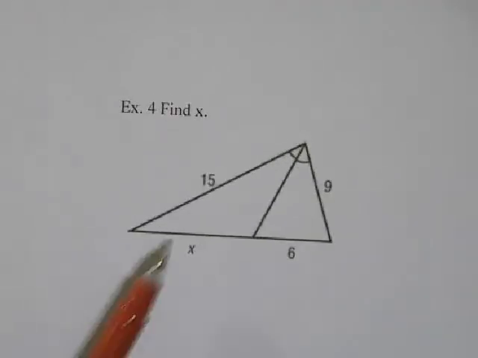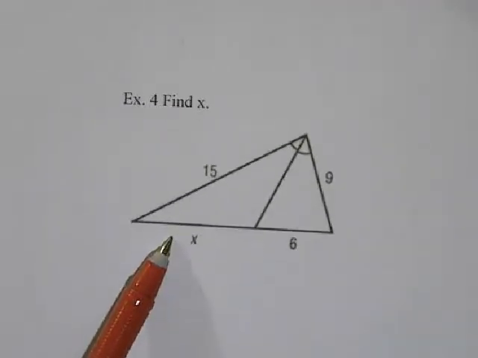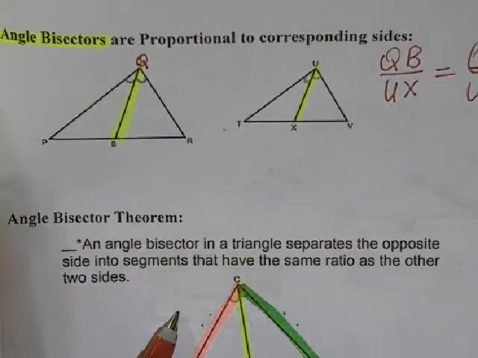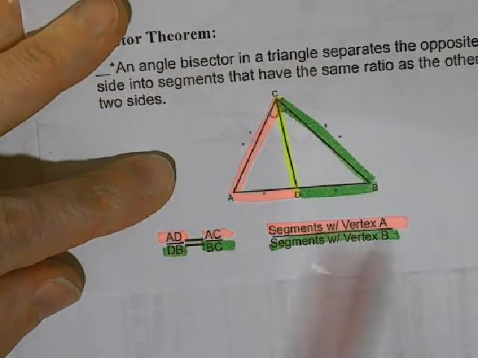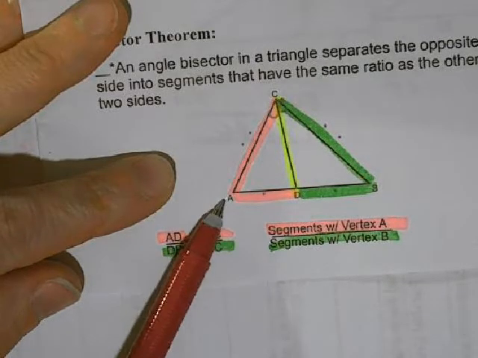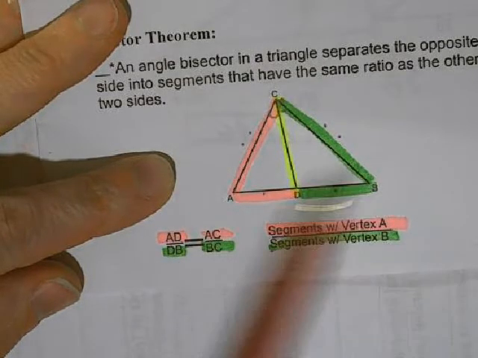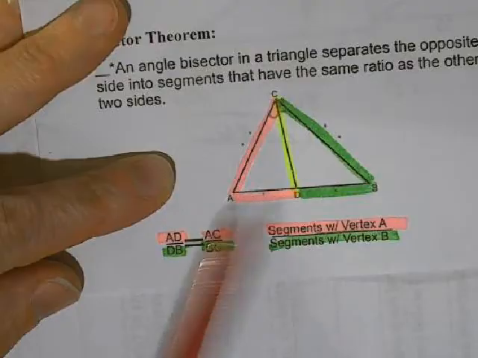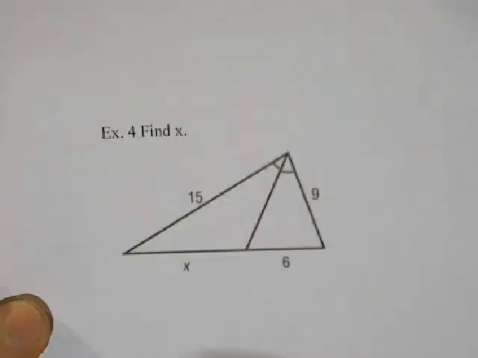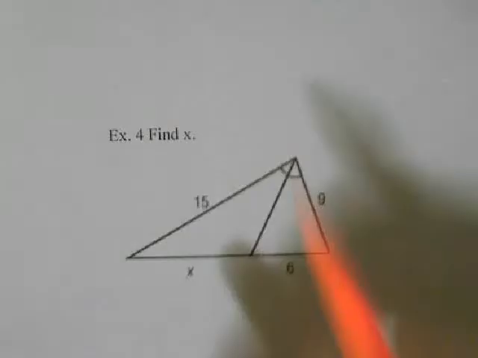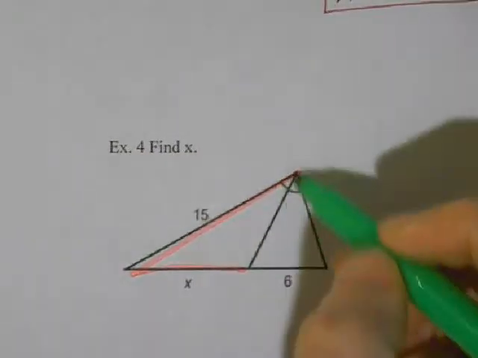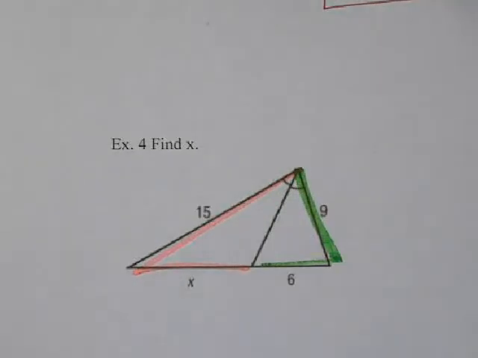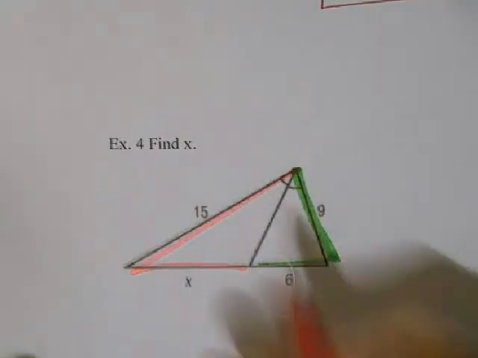Example 4 follows that we only have one triangle here, so we're probably going to use this extra thing we learned about angle bisectors. So remember, it's the segments with vertex A over the segments with vertex B. And remember, we're going to start with the same bottom part on each one. So looking here, we have our angle bisector. It might help to just kind of draw the color. I prefer using color. It helps my brain organize information.